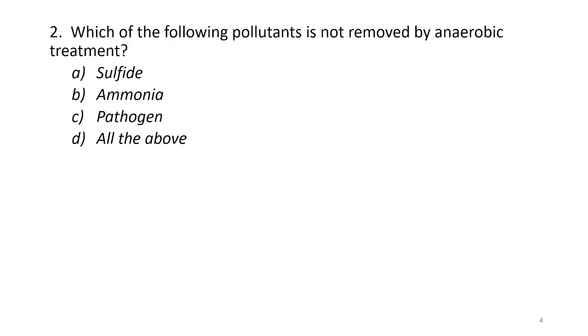So the next question is, which of the following pollutants is not removed by anaerobic treatment? Option A, sulfide. Option B, ammonia. Option C, pathogen. Option D, all the above. So any lead? Option C, ma'am. Option C, pathogen. Okay. Any other answer, anyone?